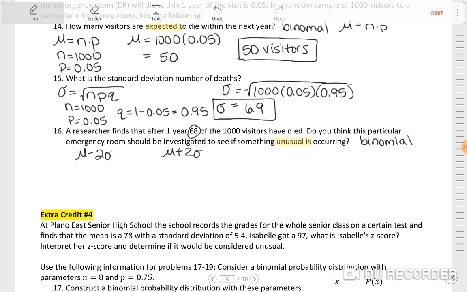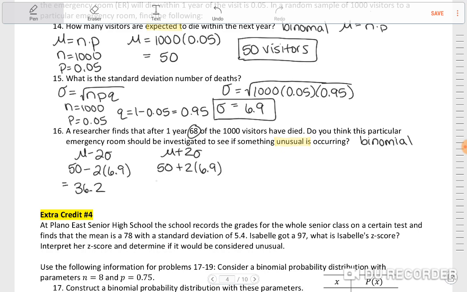So mu in our example is 50 minus 2 times 6.9 equals 36.2. Okay, so 68 is not smaller than that, so that's good. But, well, I guess not really good. Definitely wouldn't need to investigate them if fewer people than 36.2 are dying. But if it's more than this, then we got a problem, right?